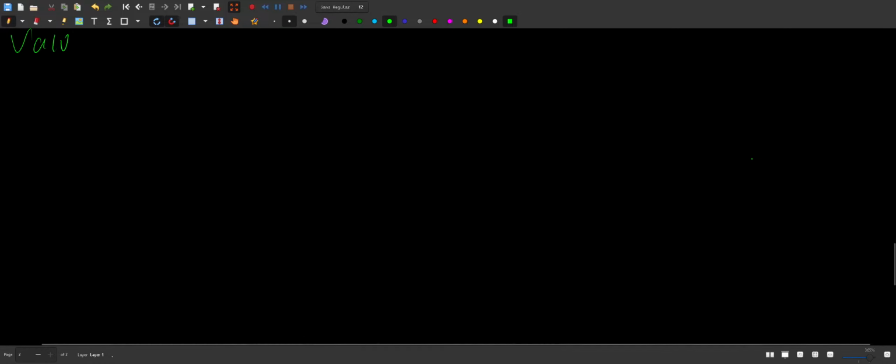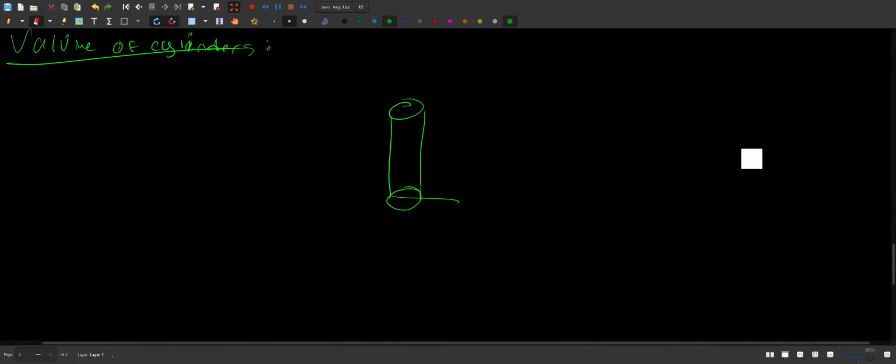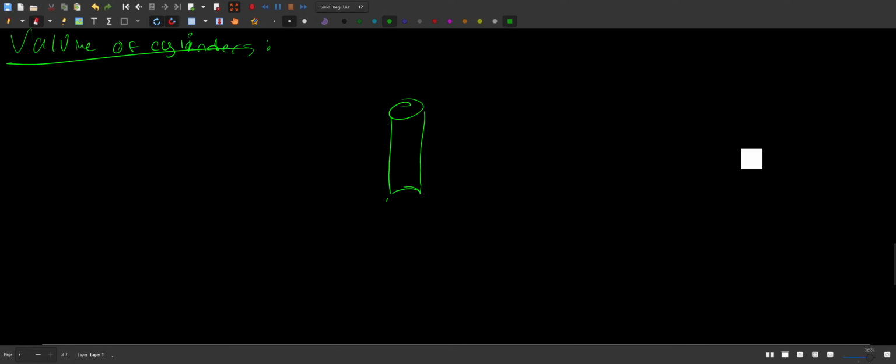First, I'm going to start with cylinders. So volume. I can't remember how to spell cylinder. Now this makes me look really dumb. Okay, volume of cylinders. So we have ourselves here a cylinder. Just ignoring my horrible drawing here. It's going to be a lot of that.